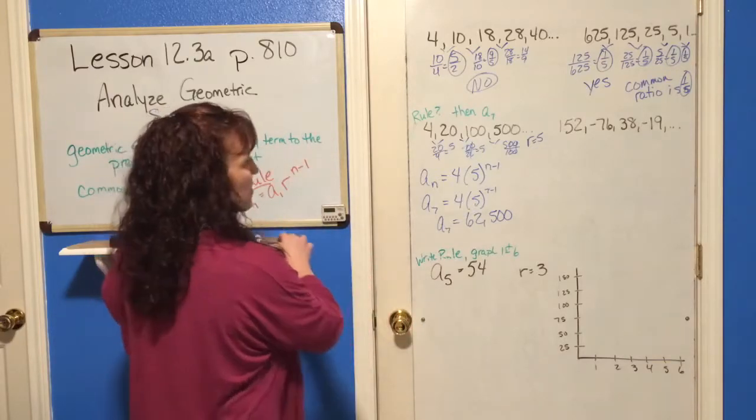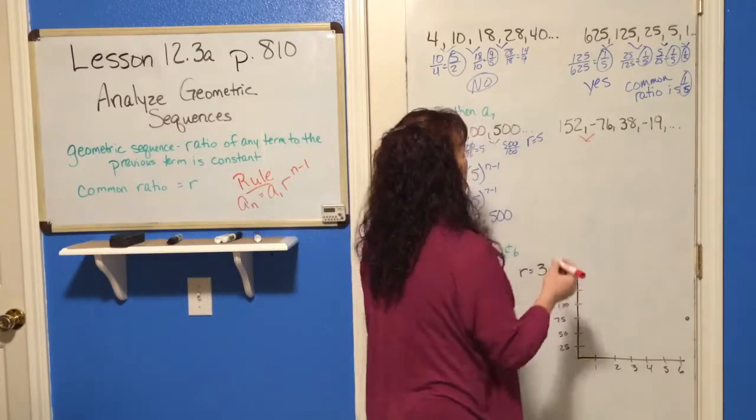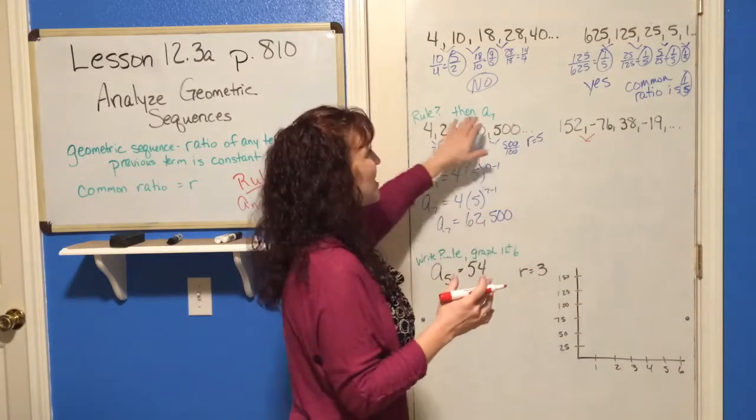All right, let's move on. Let's do a different color just because I'm getting bored with blue. All right. Let's see. We've got the same type of thing. I want to find the rule, and then I want to find the 7th term.